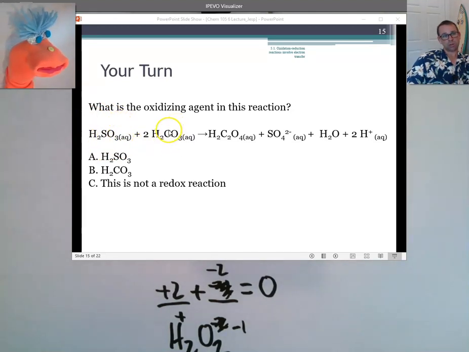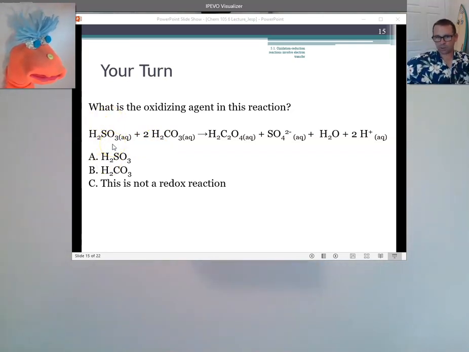You could also look at the carbon, right? Because the carbon only ends up in one spot. So we can look at the sulfur and the carbon and see what their oxidation number is. So what's the oxidation number of the sulfur in the first compound? Right here? Yeah. Well, let's find out, right? How do we find out?